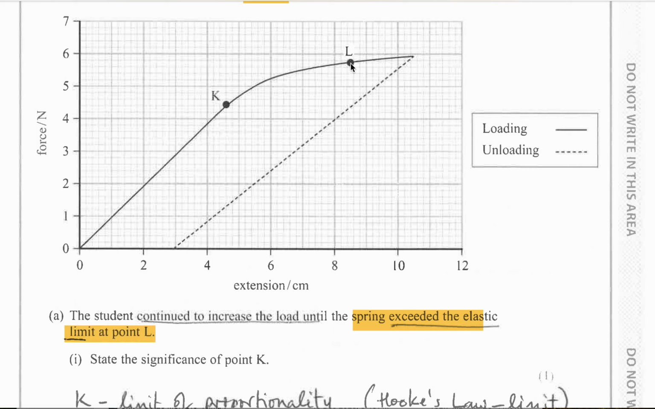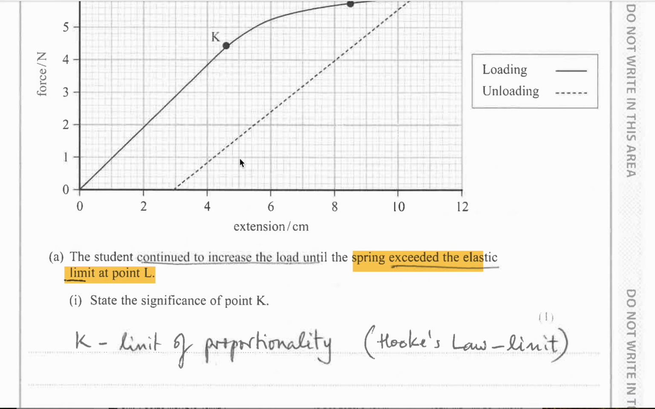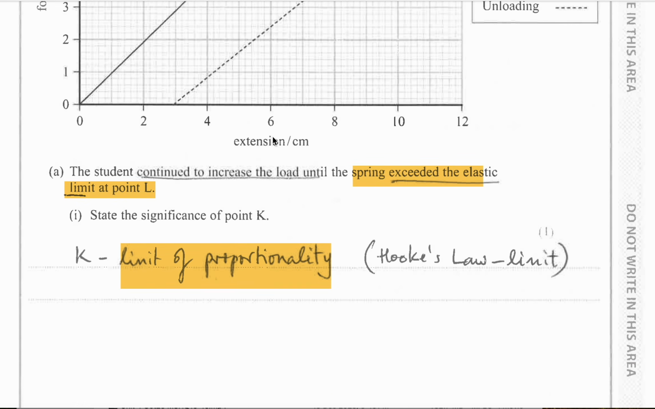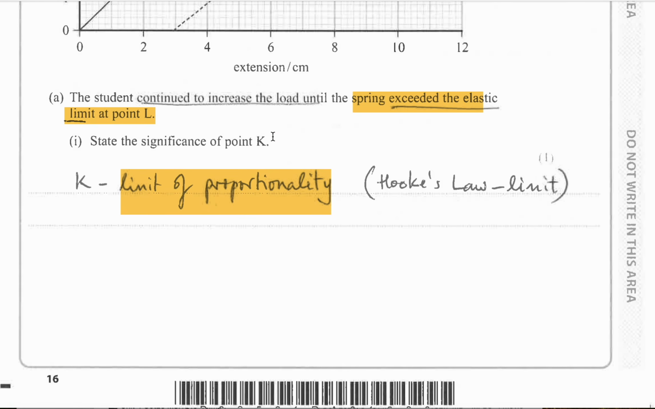That means as long as you don't go past L, if you take the weight off, the force off, it will then go back to its original length. Okay? So you need to know that K and L are different things, different terms. So K is the limit of proportionality. Up to the limit of proportionality, Hooke's law applies. Okay, so that's the bit where you want to work out the stiffness. Okay, hope that makes sense.